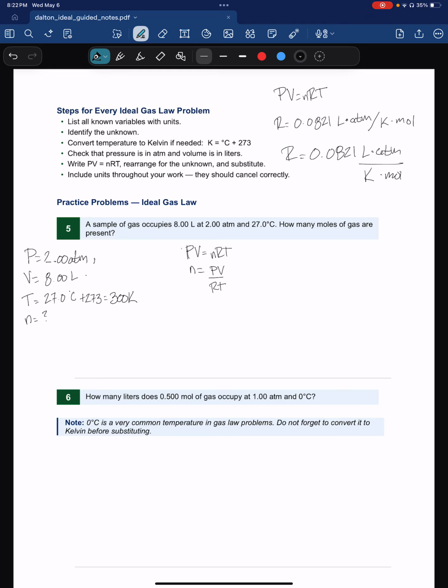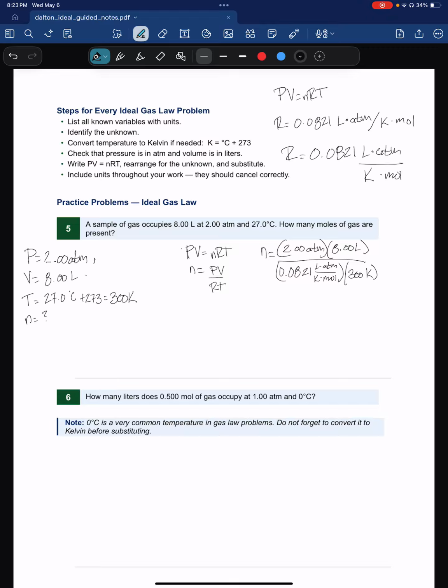And now I can go ahead and plug everything in. I'm actually going to do it off to the right a little bit, so I have a little bit more room. n is equal to the pressure of 2.00 atmospheres times 8.00 liters over 0.0821 liter atmospheres per Kelvin moles times the temperature, which is 300. All right.